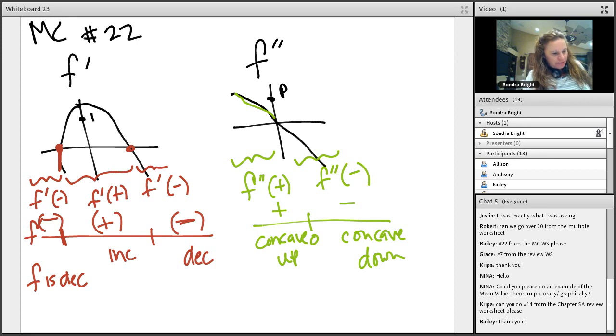All right, so which one? Well, you should have F is decreasing to here, F is increasing to there, and then F is decreasing, like something like that, and concave up to 0 and concave down to the right of 0. So that looks like B to me.